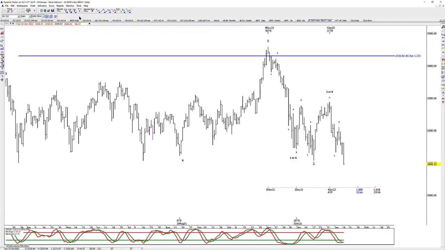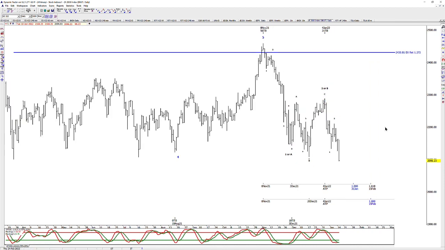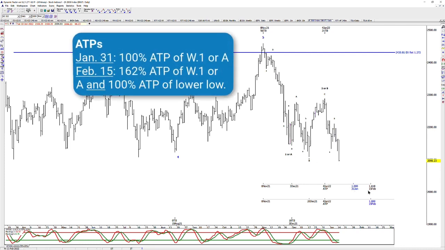Let's square the chart up a little bit. So we'll do the same thing. We'll measure from the high to the low, and then from that low. Well, that's interesting. There we go. The 100% alternate time projection of the wave 1 or A is at January 31st. Then on the 15th, it's the 162% alternate time projection of the wave 1 or A, and it's the same day as the 100% alternate time projection from the high to the low of this wave B.